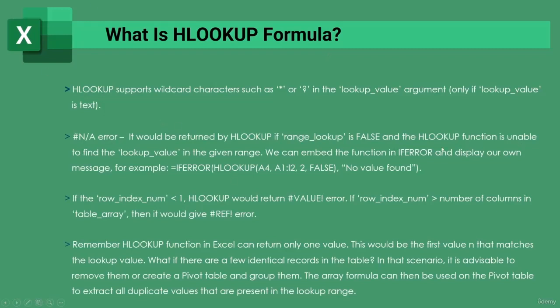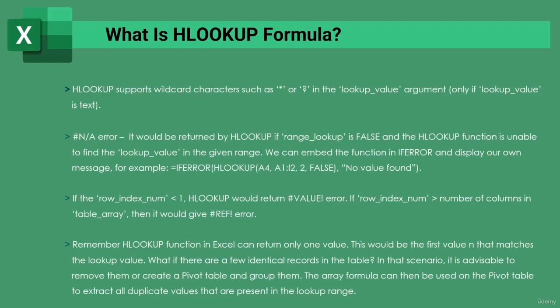So there is no value in it. The HLOOKUP function is usable to find the lookup value in the given range. We can wrap the function in IFERROR and display our own message, for example, IFERROR with the HLOOKUP formula, and the message is "no value found", right? If the row index number is less than 1, HLOOKUP will return a #VALUE error. If the row index number is greater than the number of rows in the table array, then it will give a #REF error.